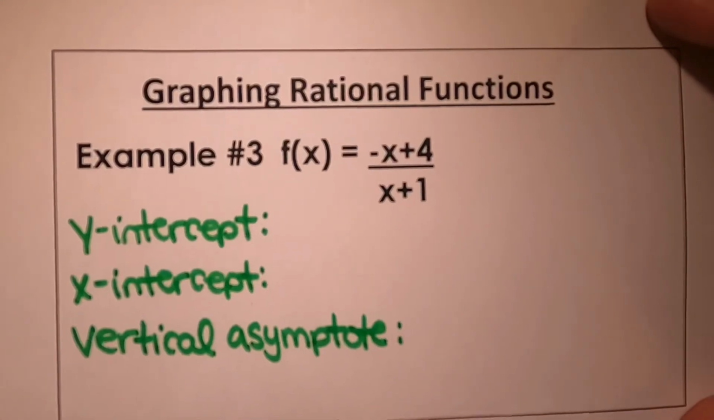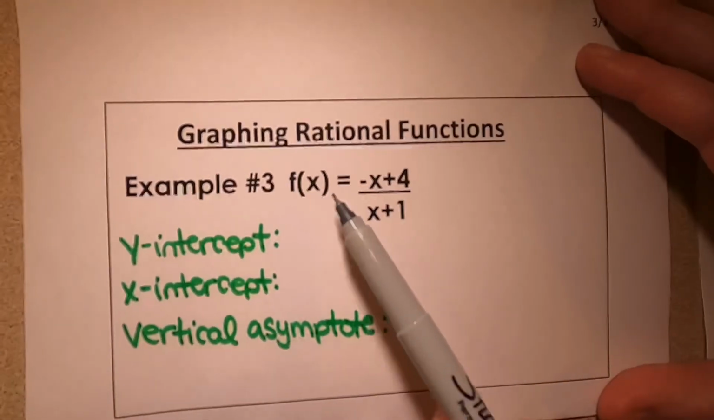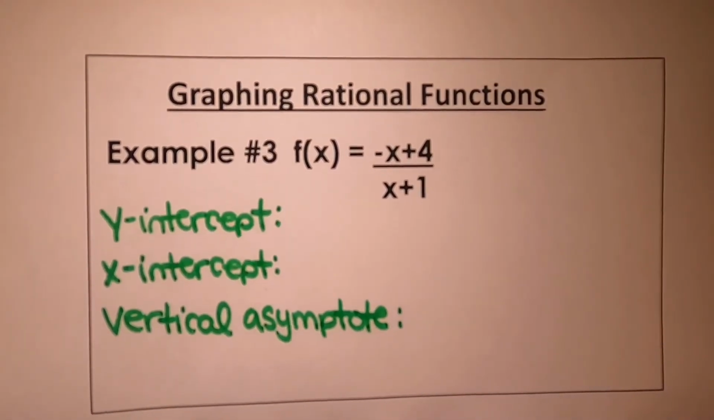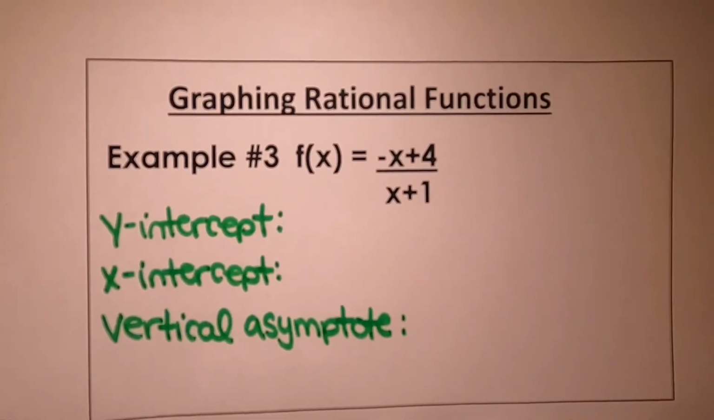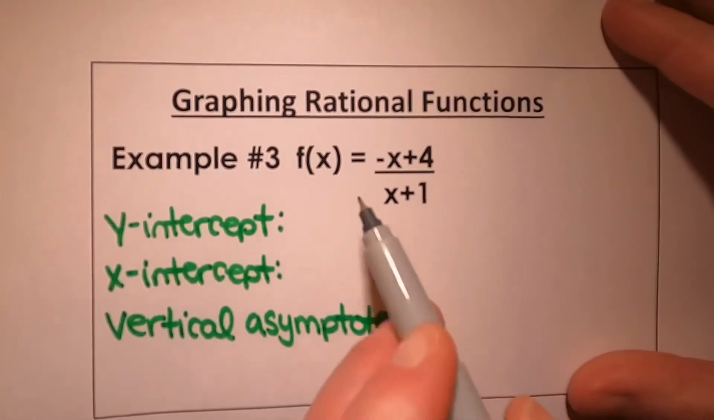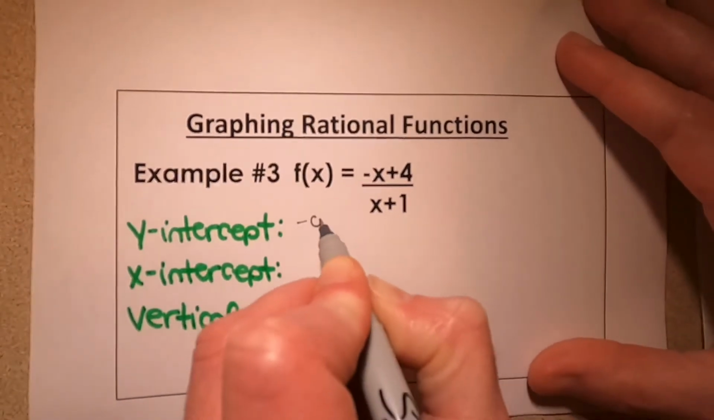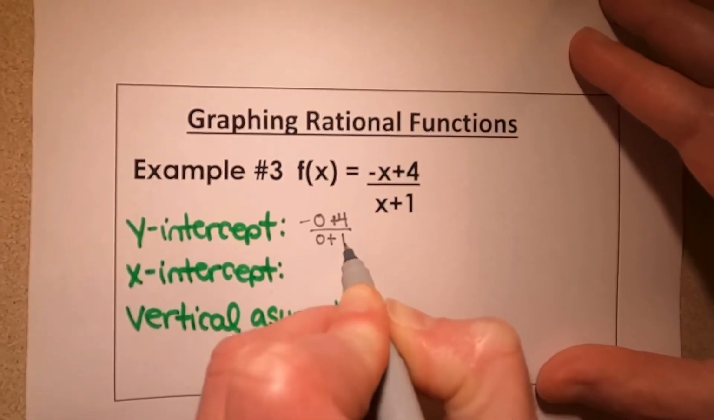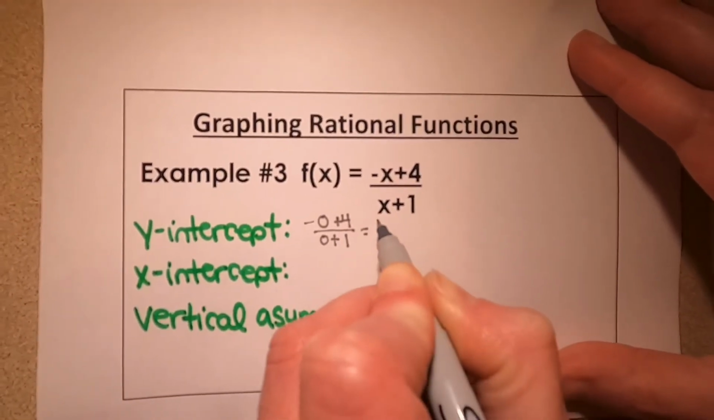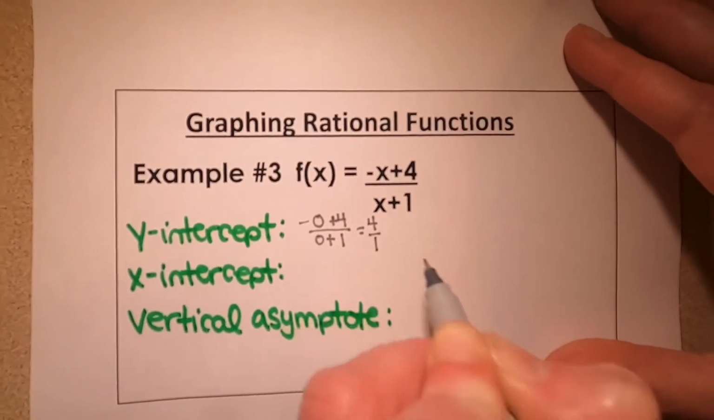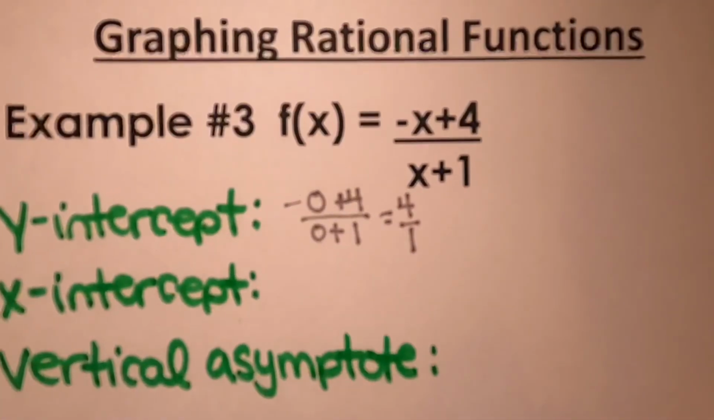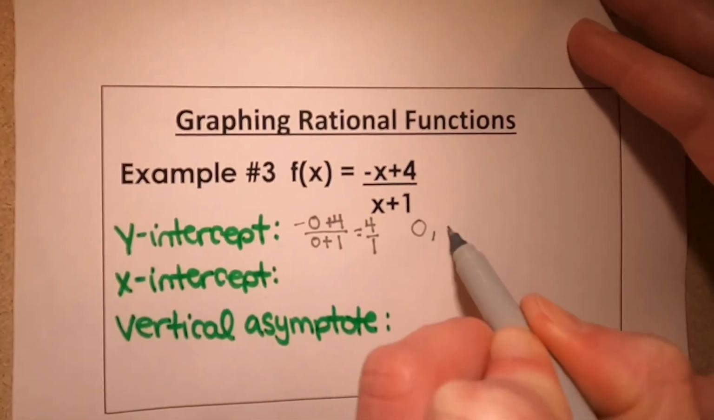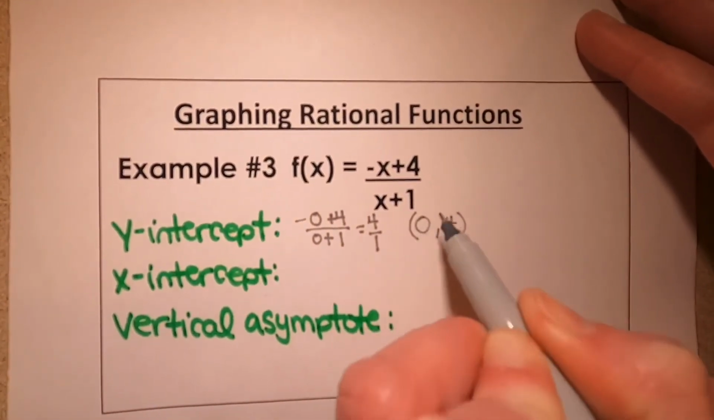For our third and final example, we have f of x is equal to negative x plus 4 over x plus 1. To find our y-intercept, we're going to find every x and plug in a 0. So I'm going to have negative 0 plus 4 over 0 plus 1. This ends up giving us a simplified version of 4 over 1. Remember, the intercept is a coordinate. So you would say 0, 4 is your y-intercept.